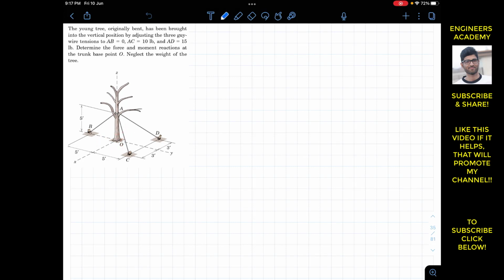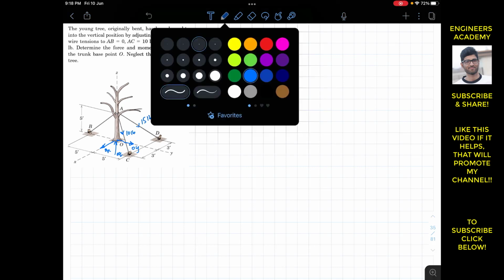So we will have the tensions in the ropes in this direction. Let's say this is my tension AD. AC has a magnitude of 10 pounds and AD has a magnitude of 15 pounds. And let's say the reactions at O are, this is OX, which is acting in the positive X, then we have OY, and OZ is acting in the upward direction. This is OZ.